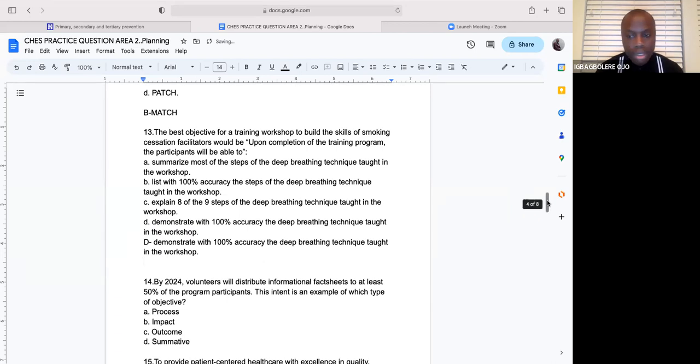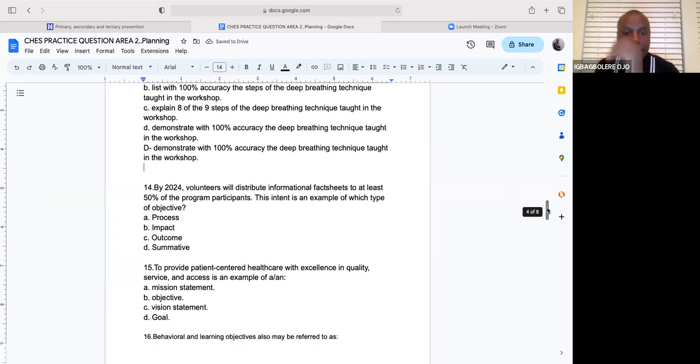All right, question number 14. By 2024, volunteers will distribute informational fact sheets to at least 50% of the program participants. This intent is an example of which type of objective. I think this is probably the trickiest question in the planning section. Personally, I believe an answer to be right. I think it's wrong. So we're just gonna go over the options one after the other while I give the explanation, okay? So let's take a look at the question.